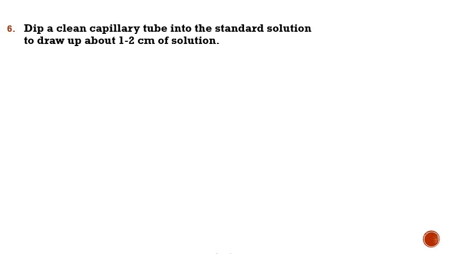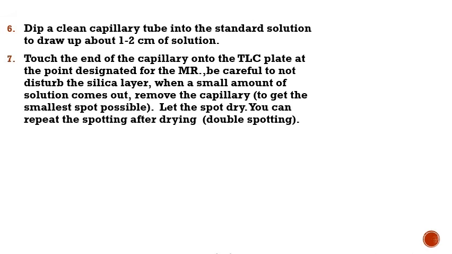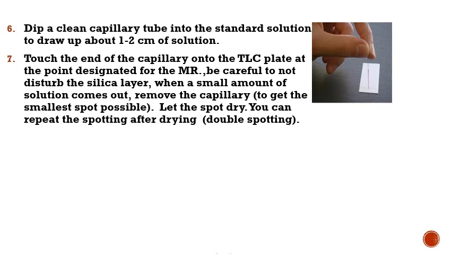Okay, then, dip a clean capillary tube into the standard solution to draw up about 1 to 2 centimeters of the solution. Touch the end of the capillary onto the TLC plate at the point designated for the methyl red. Be careful, do not disturb the silica layer. When a small amount of the solution comes out, remove the capillary to get the smallest spots possible. You have to touch the TLC plate briefly and to only get a small spot.